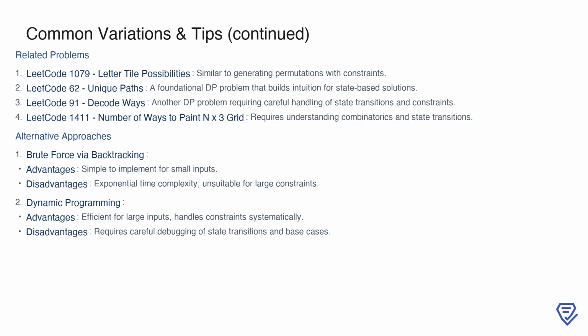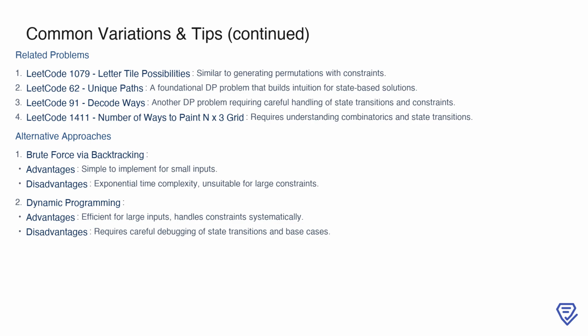For example, LeetCode 1079, Letter Tile Possibilities, also involves generating permutations under specific constraints. Another useful problem is LeetCode 62, Unique Paths, which is a foundational dynamic programming problem that teaches state-based thinking. LeetCode 91, Decode Ways, is another example that requires careful handling of state transitions and constraints. Finally, LeetCode 1411, Number of Ways to Paint an Nx3 Grid, combines combinatorics with state transitions, making it relevant for understanding this playlist problem. In terms of approaches, backtracking can be used as a brute force solution.